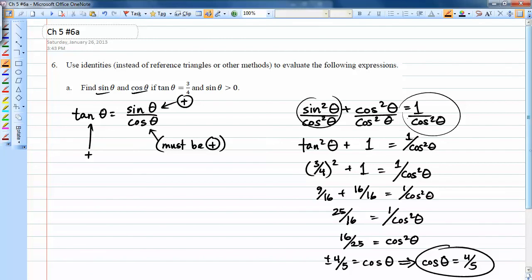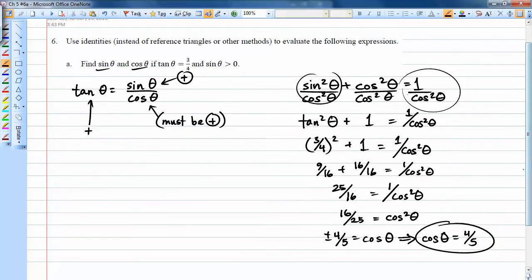Now we need sine theta. We can do this a couple different ways. One way is by saying sine squared plus cosine squared equals 1, and then we plug in the 4/5 and solve for sine squared. And then when you take the square root, it's got to be the positive one.